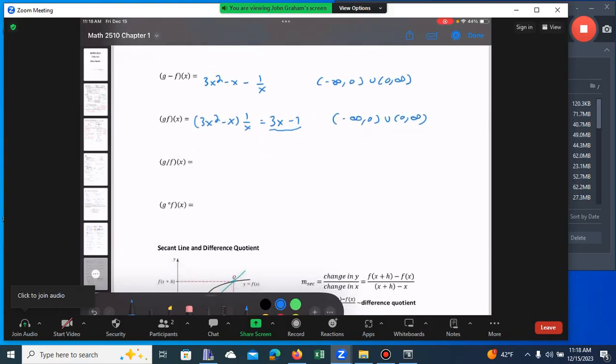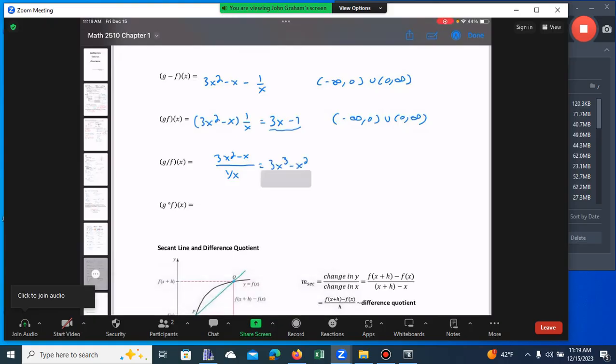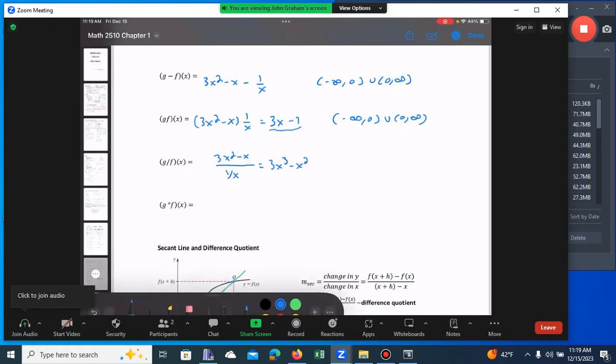For the next one, g divided by f, g is 3x squared minus x divided by 1 over x. And that's going to flip, and you have 3x cubed minus x squared. Again, even though this looks like just a cubic function, you still have a restriction at 0. There's no new restrictions for this one either. When you look at the composite, you can see 0 is the only issue there.